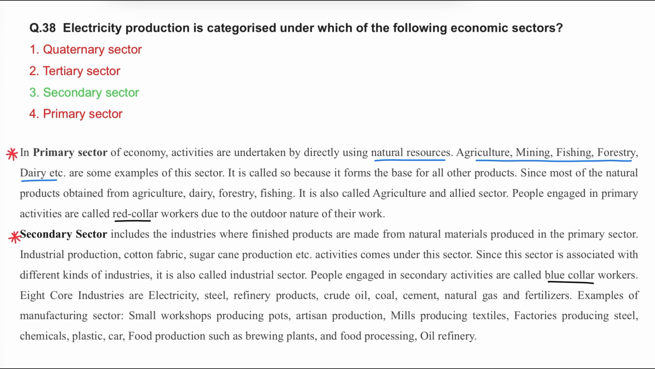Secondary sector includes industries where finished products are made from natural materials produced in the primary sector. Industrial production, cotton fabric, sugarcane production, etc. activities come under this sector. People engaged in secondary activities are called blue collar workers. Eight core industries are electricity, steel, refinery products, crude oil, coal, cement, natural gas, and fertilizers. So, in the question, electricity production comes under the secondary sector.